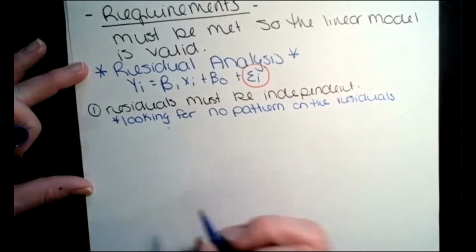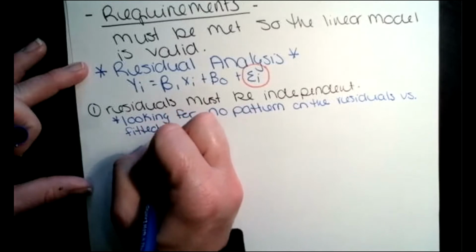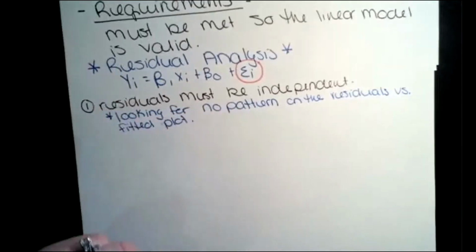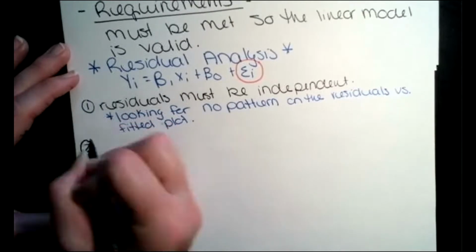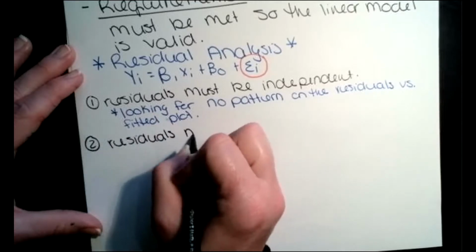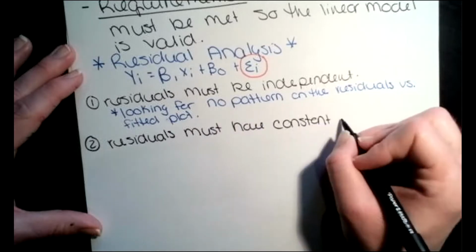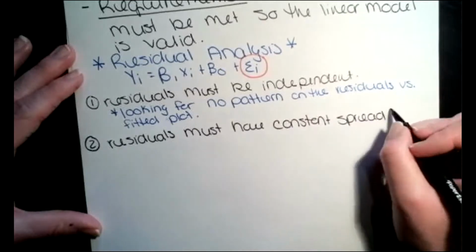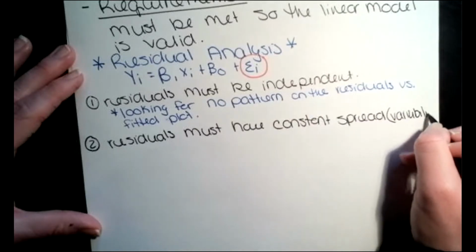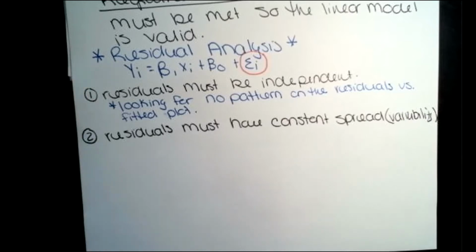On what we're going to get, the residuals versus fitted plot. Our second requirement is that the residuals must have constant spread. So that's my variability. We're talking about the residuals must have constant spread, or constant variability. And here we're just looking for them to be pretty straight across.